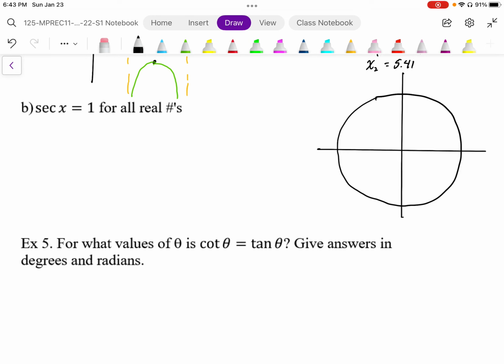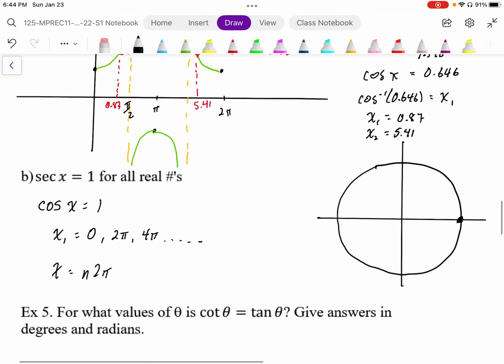The second one here, we have secant x equals 1 for all real numbers. Now again, it's probably easiest just to solve for cosine. Cosine is equal to 1 only at this one point. So at 0, theta 1 is 0, okay, and we can just get repetitions at 2 pi, 4 pi, and so on. So it's going to be n times 2 pi is going to be the solution for x.